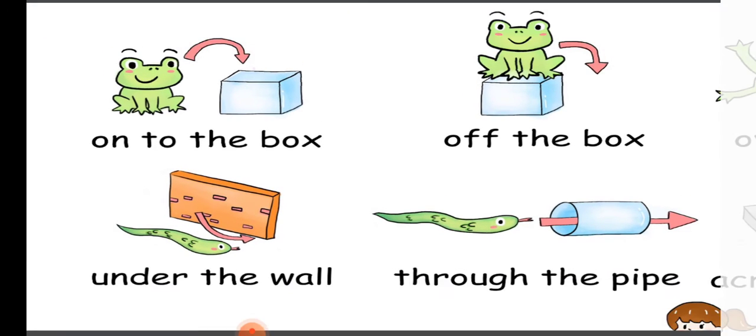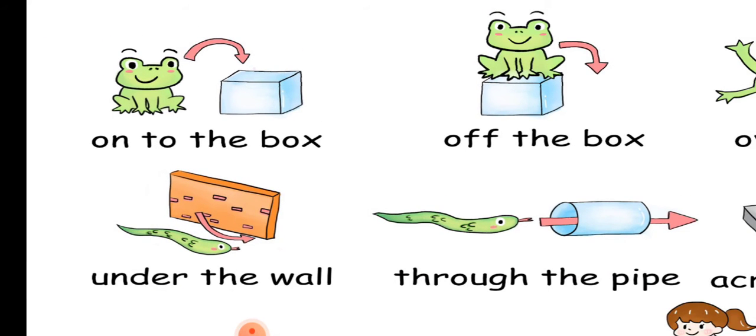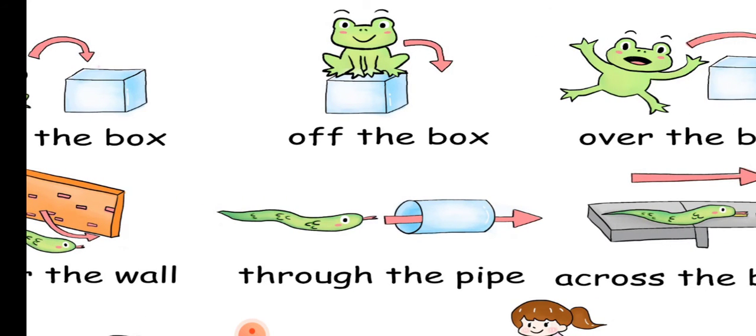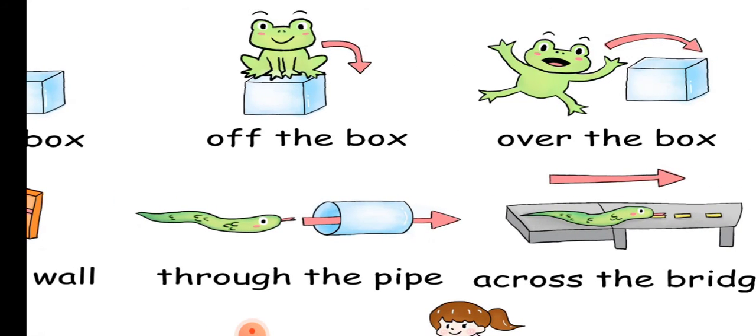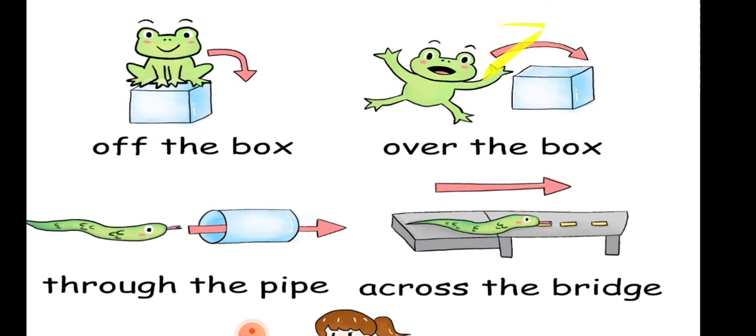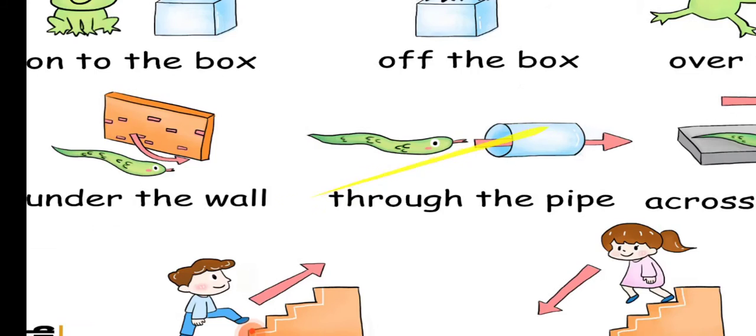So we are going to use the prepositions of movement that are on, off, through, under, etc. On to the box, off the box, he is going to get down from here. So off the box, move off the box. Over the box, he is going to go over like this. You can see the location, so we'll say over the box.